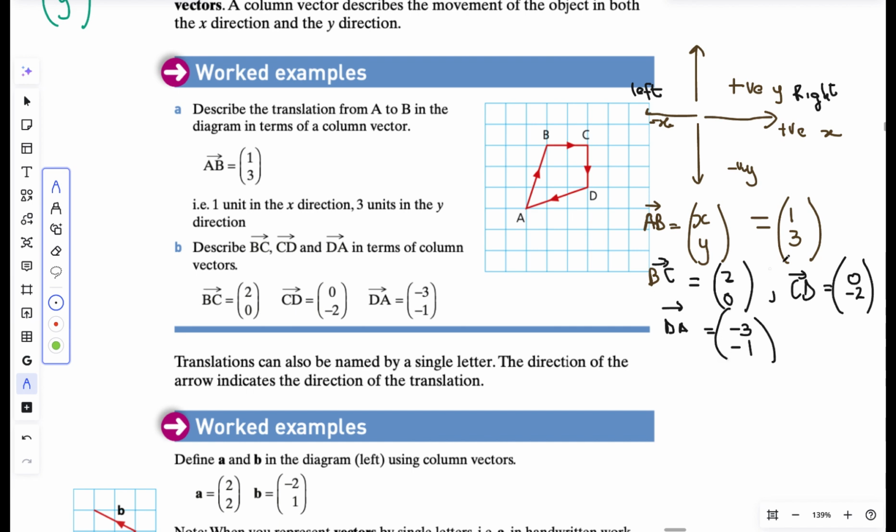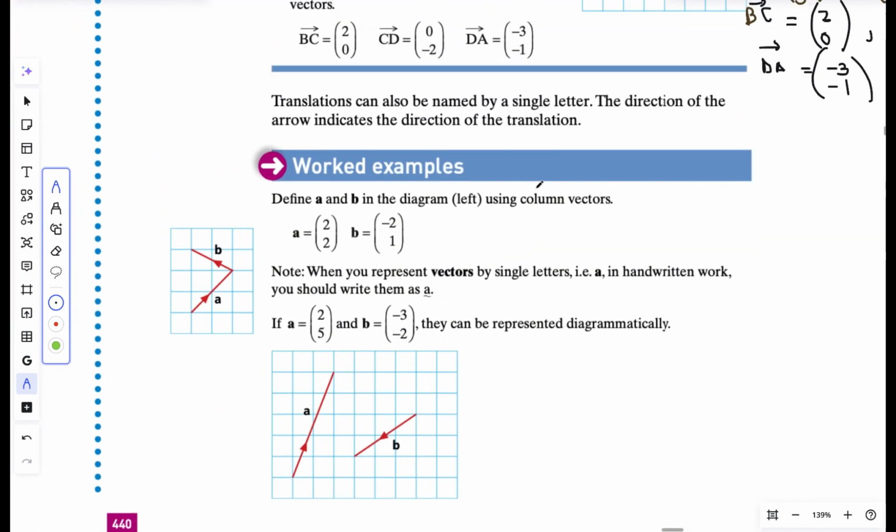And if they give you this column vector, you should also be able to draw it like this and get this one. Either they give you the vector and you give them the column vector, or they give you the column vector and you draw the vector in the geometrical space. Is that okay? So we're done with this first part.